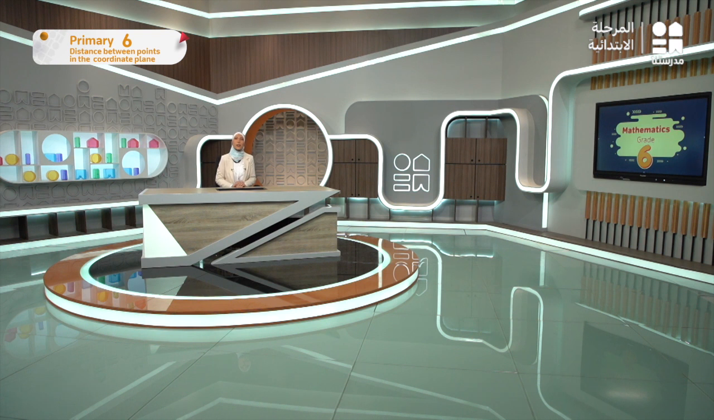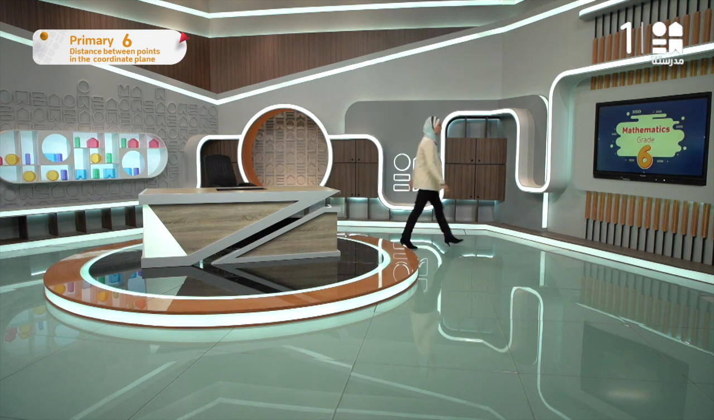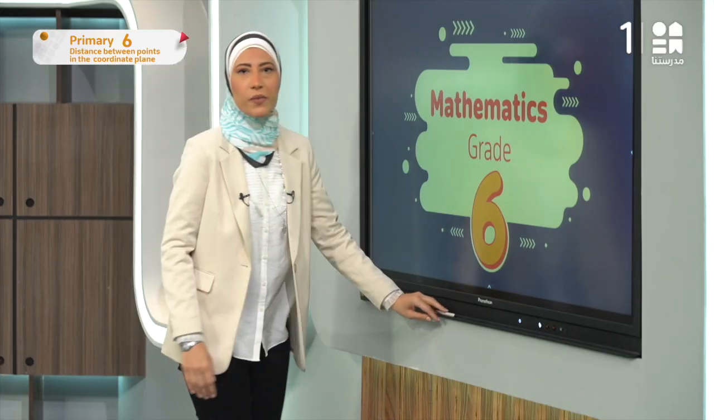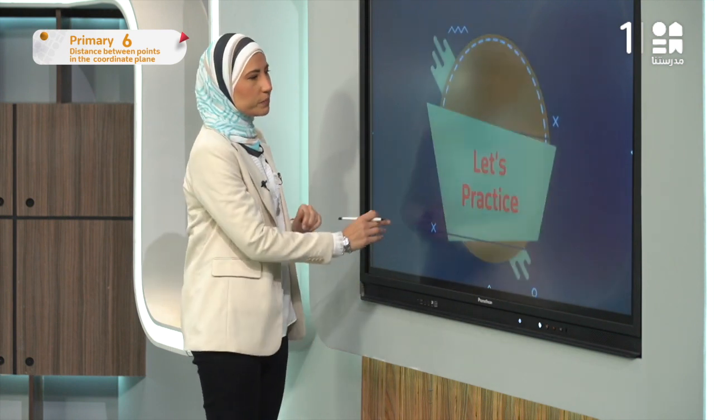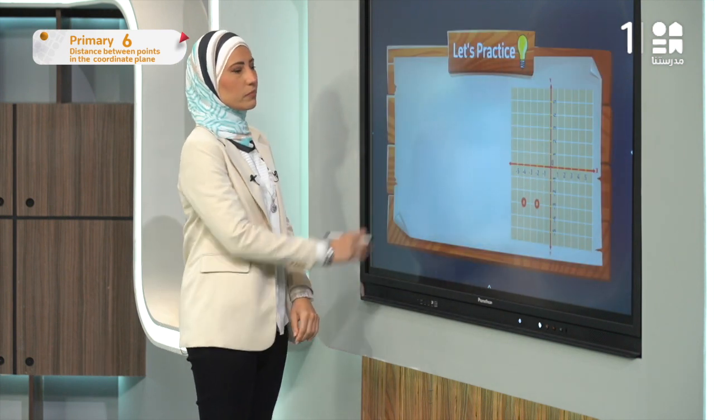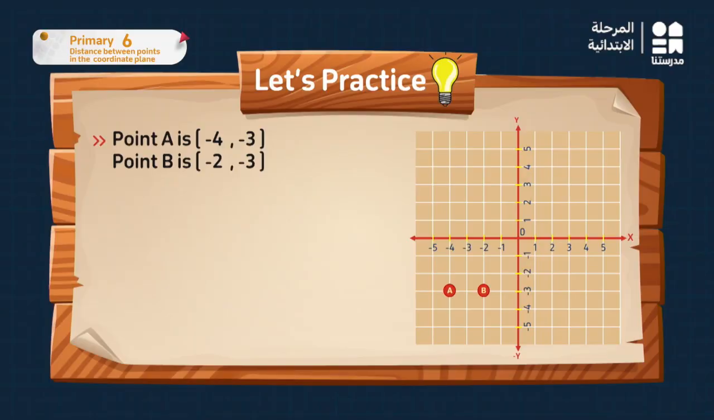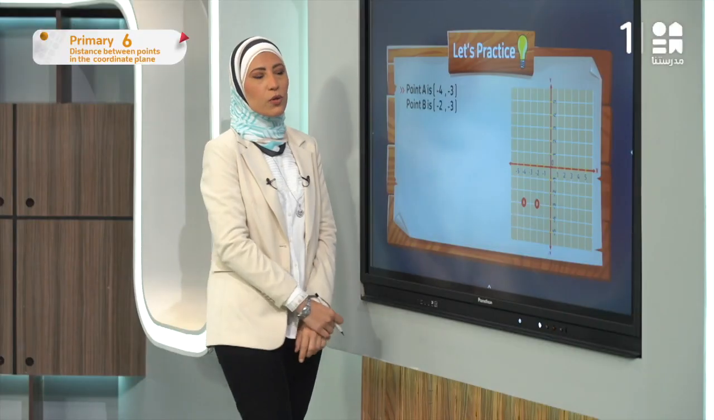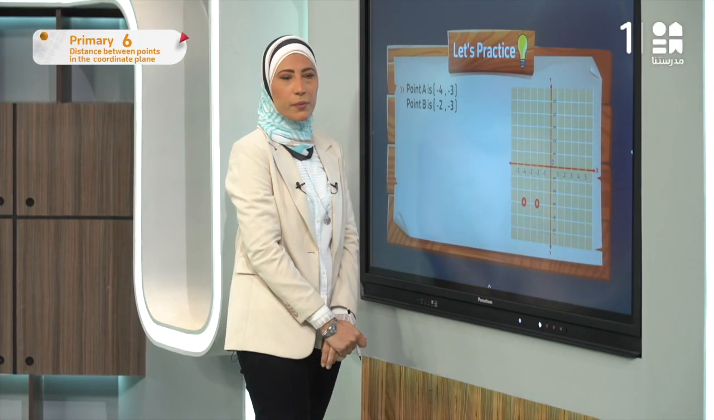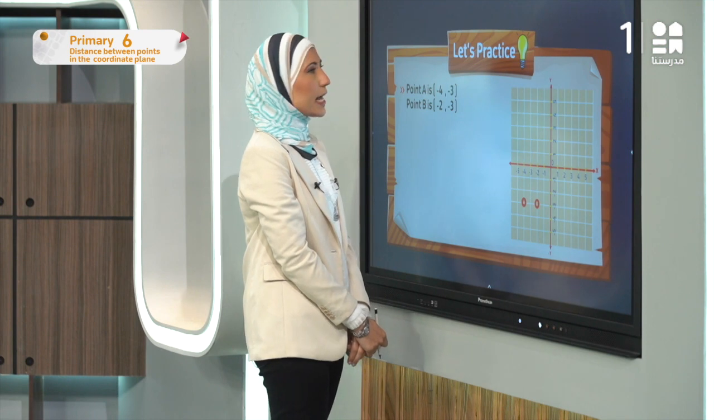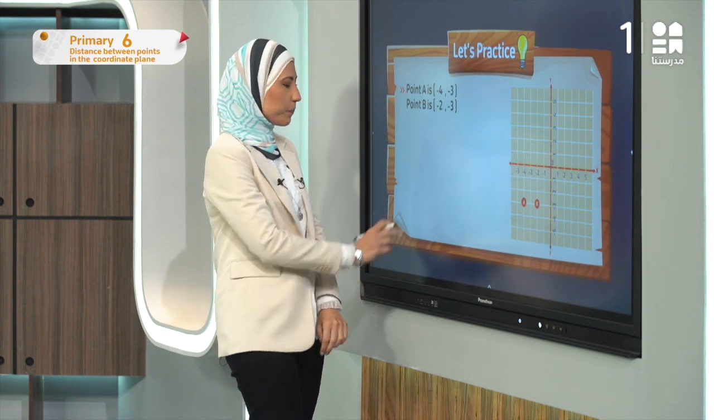تعالوا نشوف exercises نحل على الكلام اللي احنا شرحناه. أول exercise هنشوفه هنا بيقول لي هنا point A مديني إن ال point A is negative 4 و negative 3 و point B is negative 2 and negative 3. I already drew it in our coordinate plane. تعالوا كده نشوف إزاي هنطلع ال distance between them.